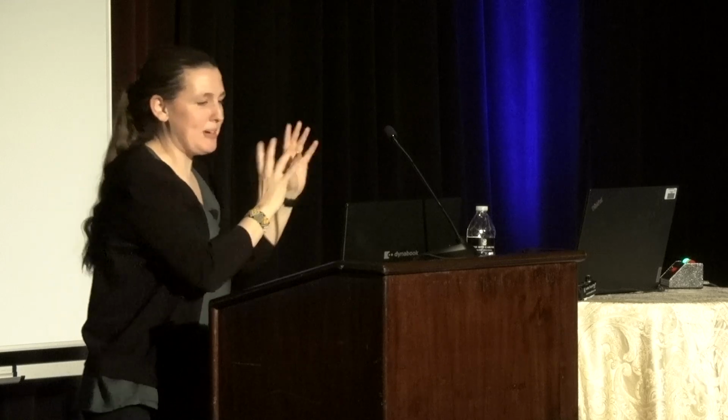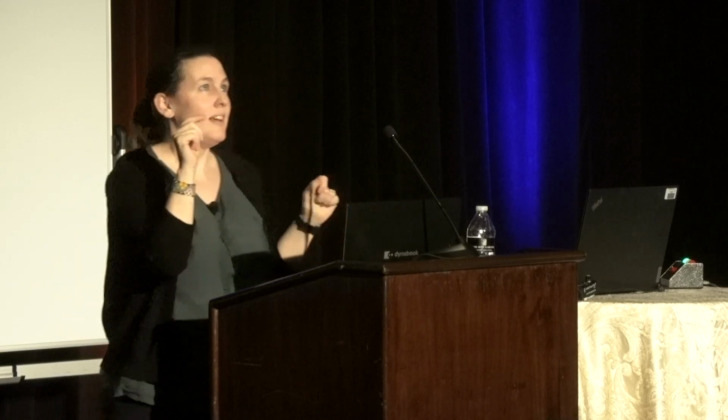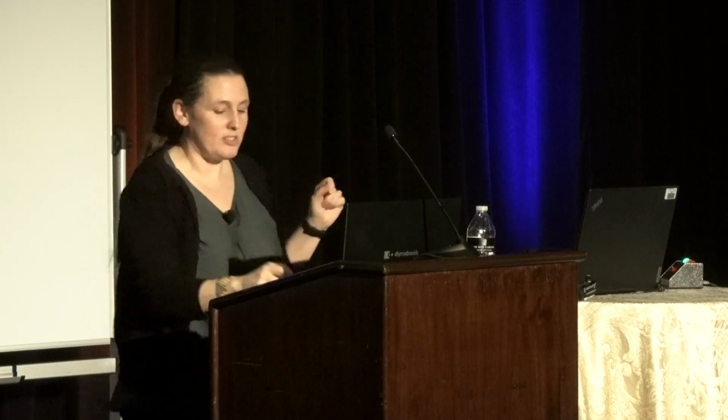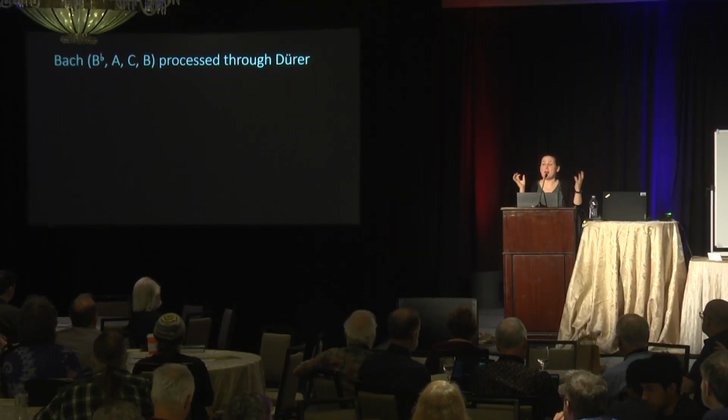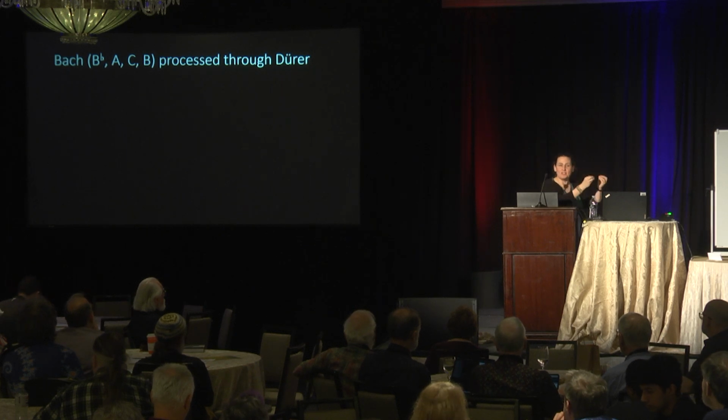Probably not invented by Dürer, but anyway. Dürer's magic square. And then, in order to do this, I'm going to need a musical motif. It has to be the same size as the square, right? So I need a musical motif that has 4 notes. So I decided, okay, I know. Of course, I'm going to use the Bach motif. So this is my Bach process through Dürer.